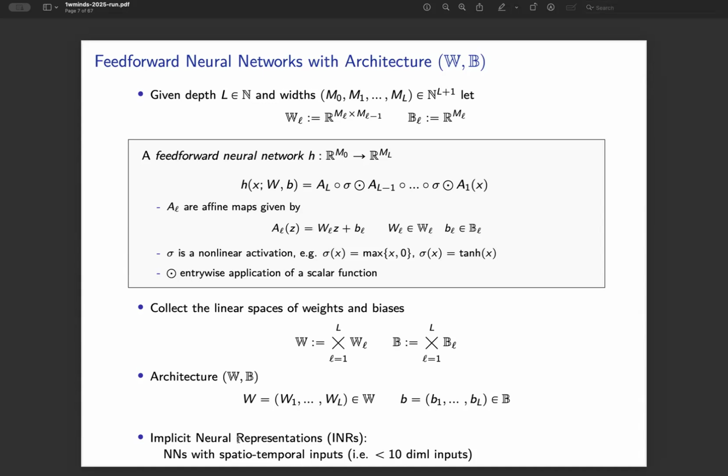In this case, people refer to these as an implicit neural representation rather than just a generic neural network, just to make the distinction. But of course, the underlying construction is often the same.